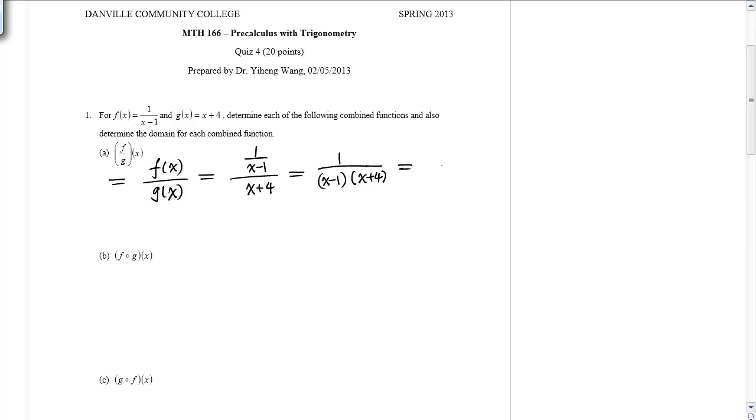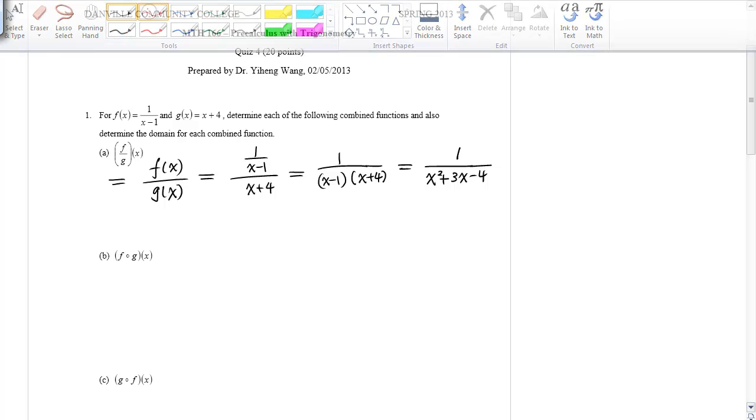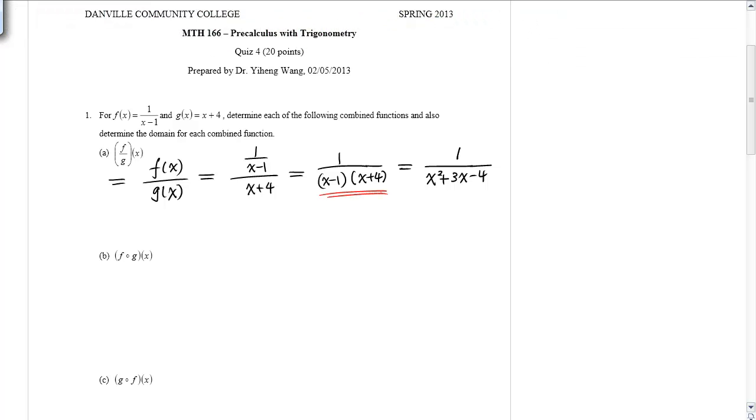If you want to continue on to write the denominator into a polynomial form, you can. This equals x squared plus 3x minus 4, and that will be the quotient of the two functions. And you can determine the domain of this function from this step.